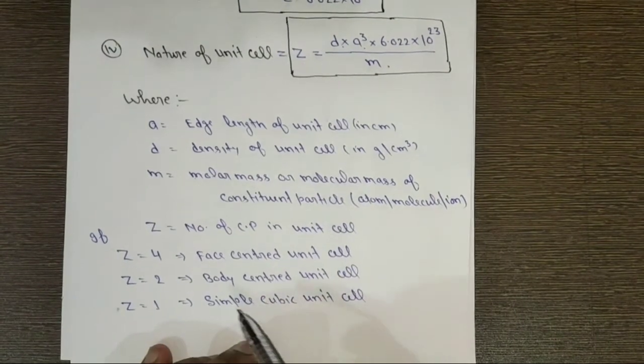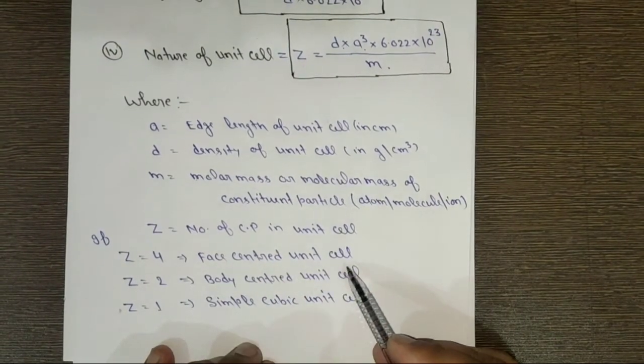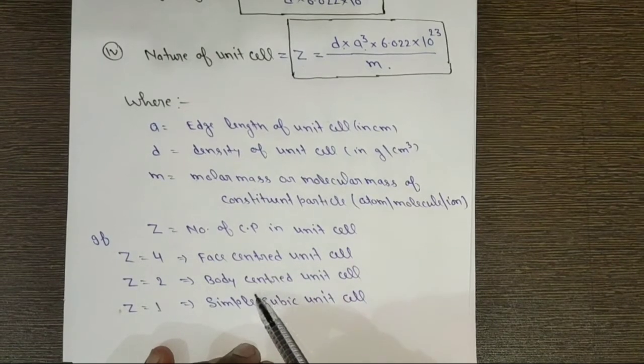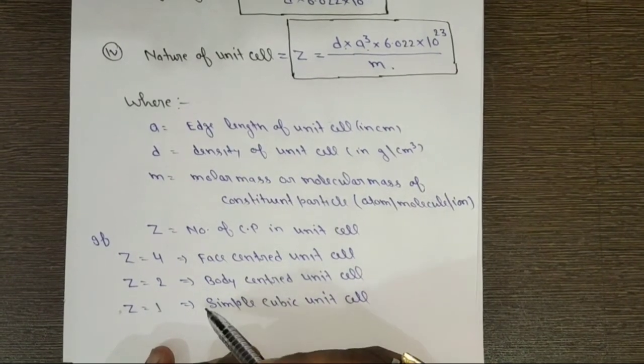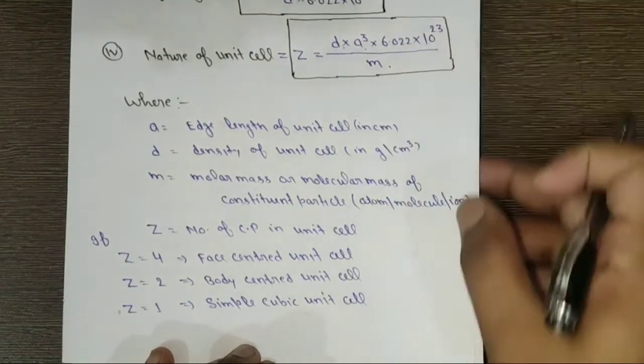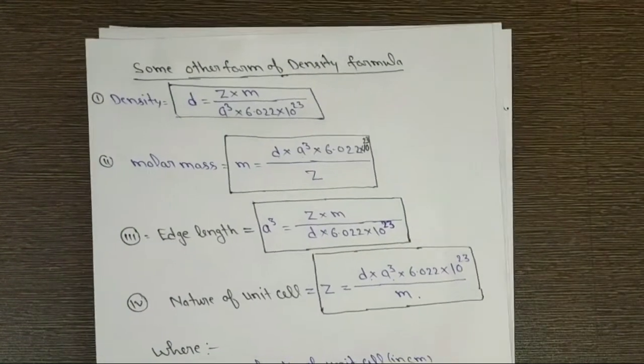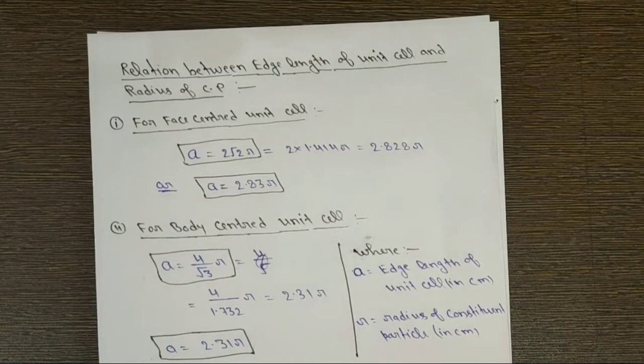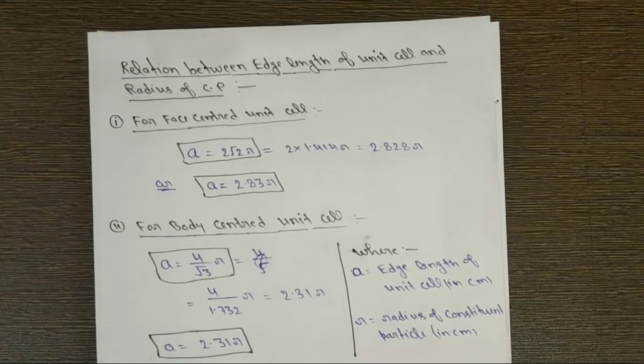Z is the number of constituent particles in the unit cell. Z equals 4 for the face centered unit cell, Z equals 2 for the body centered unit cell, and Z equals 1 for the simple cubic unit cell. Next topic, the relation between the edge length of the unit cell and the radius of the constituent particle.